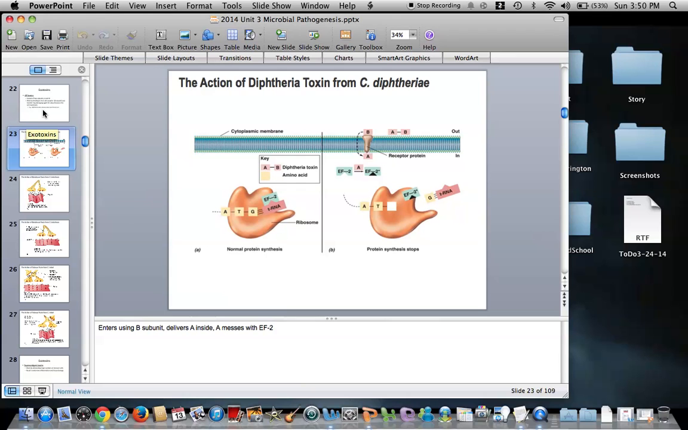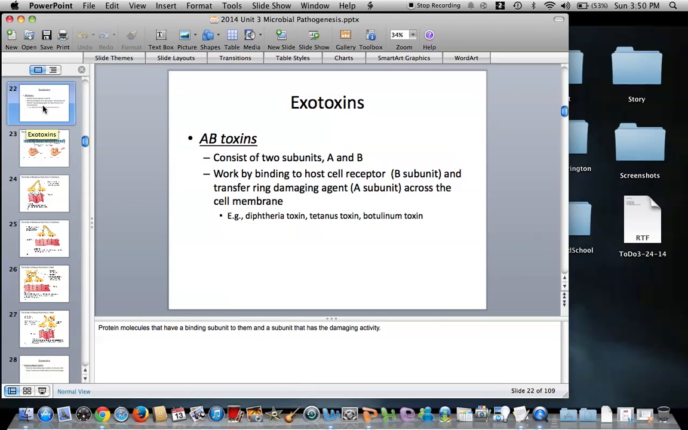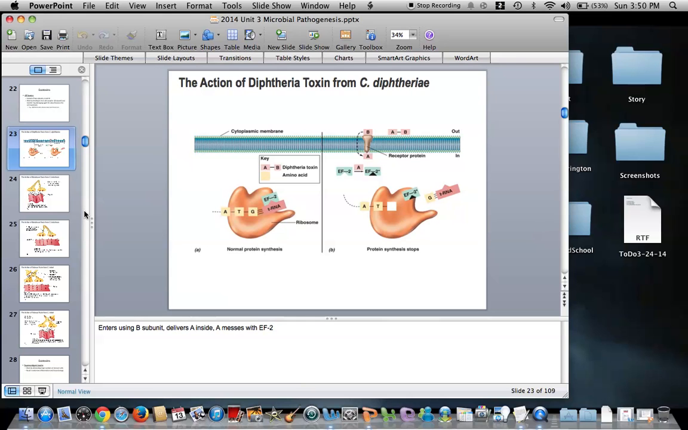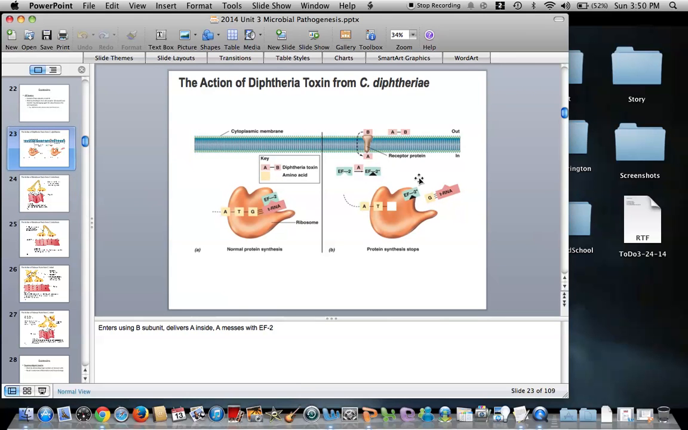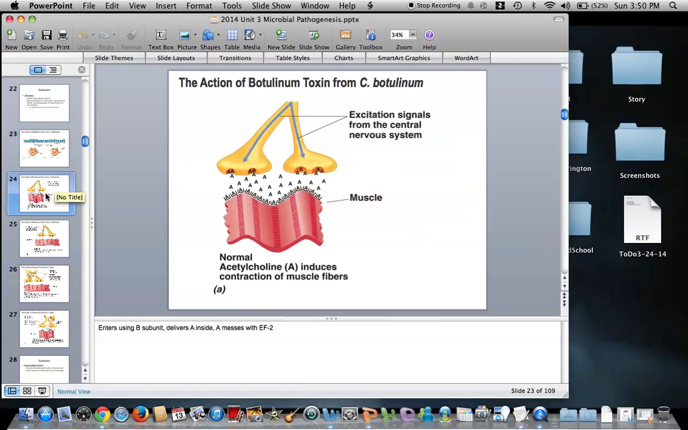And the action of... So this is diphtheria toxin. Let's go back to it. Here's some amino acids going through a ribosome with the tRNA coming in. But then if you have diphtheria toxin, first B binds to this receptor, A gets internalized, it has its activity which messes with EF2, which means you can't get your next tRNA in, so you won't translate the protein.